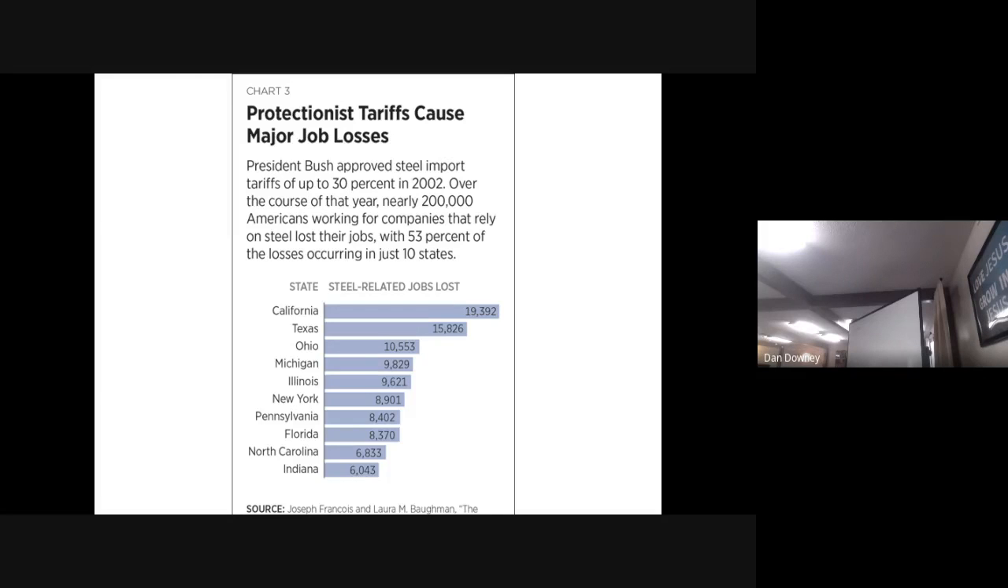In California, the number of jobs that grew or was reduced, they were reduced by this level in the major steel producing states: California, Texas, Ohio, all the big states where they produce the most steel. It is a very data-driven result. The tariffs were supposed to protect people's jobs, but it reduced the jobs. They lost jobs in 10 of the major states.